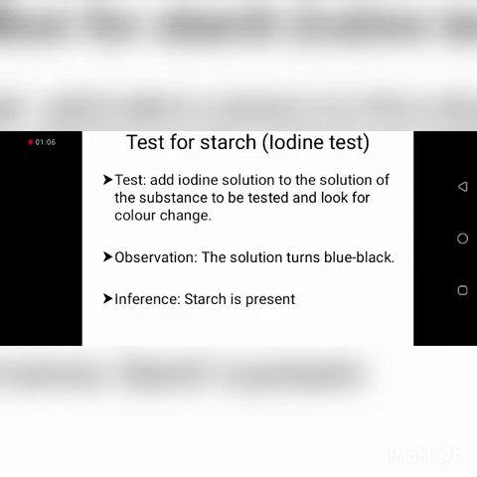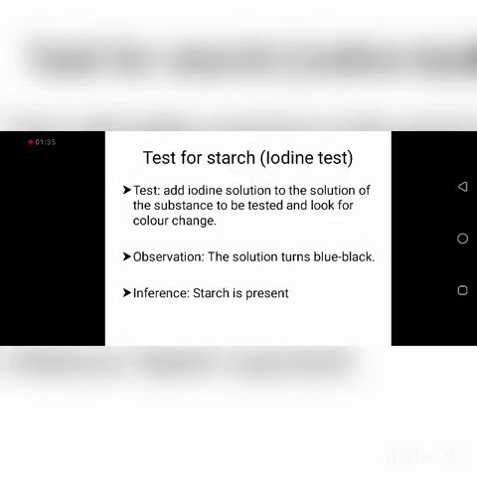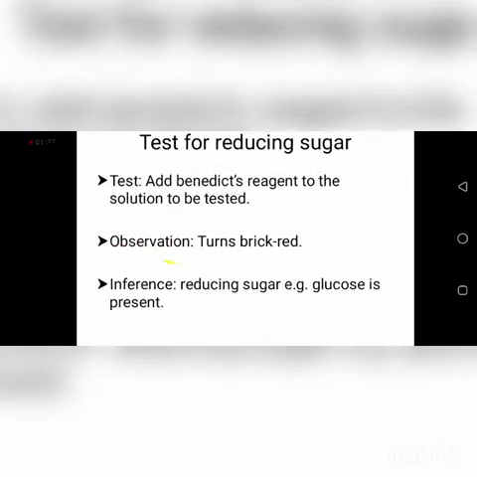At the end of the test, you expect the solution to turn blue-black. If starch is present, the solution in the test tube will turn blue-black, and that confirms the presence of starch. And that is how to test for starch. So always remember that starch turns blue-black with iodine. If iodine is added to a starch solution, it changes to blue-black. Remember that.